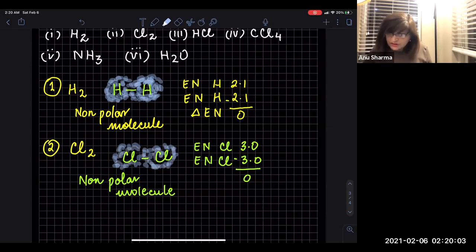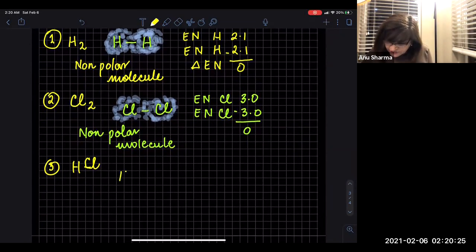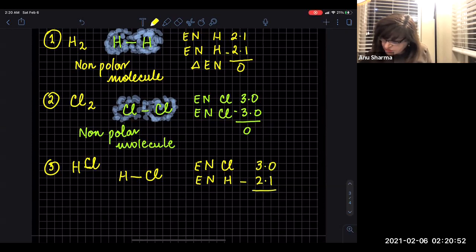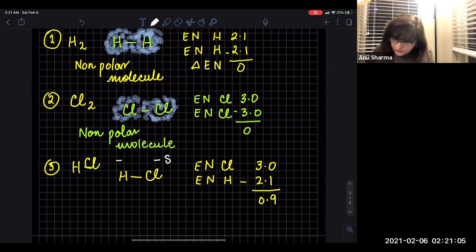Now comes another example, and that is HCl, hydrogen chloride for gas, but hydrochloric acid if it's in an aqueous medium. This is the simple Lewis structure, and it's very important to understand how to draw Lewis structures. Here the electronegativity of hydrogen is lower. So the electronegativity of chlorine minus the electronegativity of hydrogen: chlorine is 3.0 and hydrogen is 2.1, so this is 0.9. Because chlorine is more electronegative, it will have a delta negative charge. Hydrogen will have a delta positive charge.